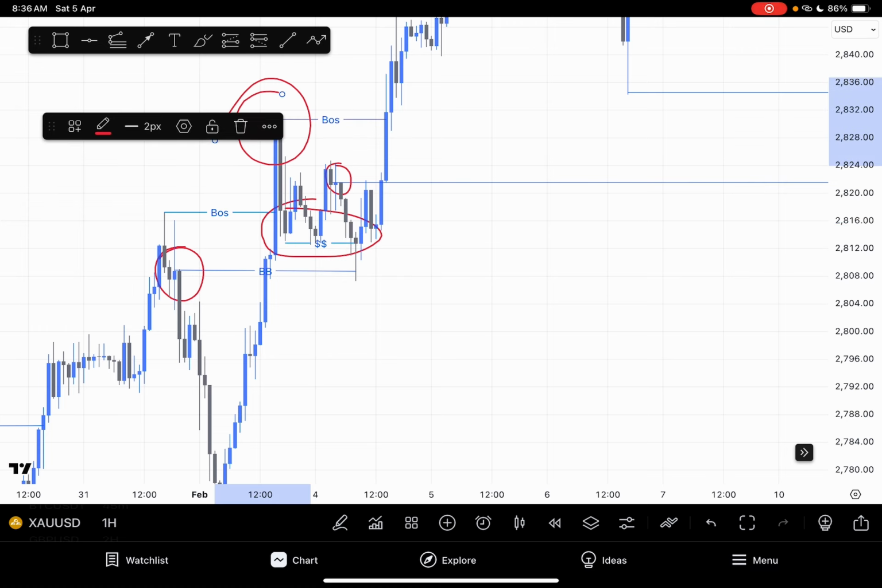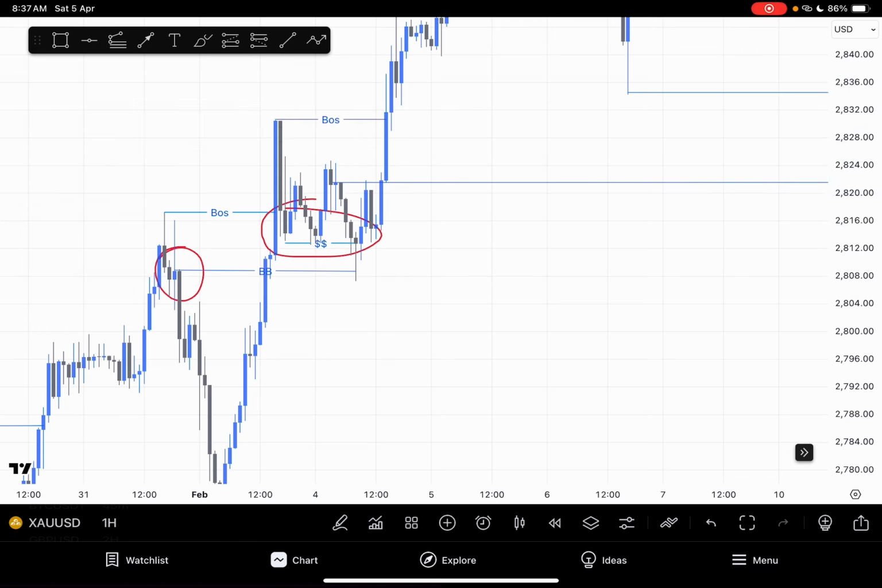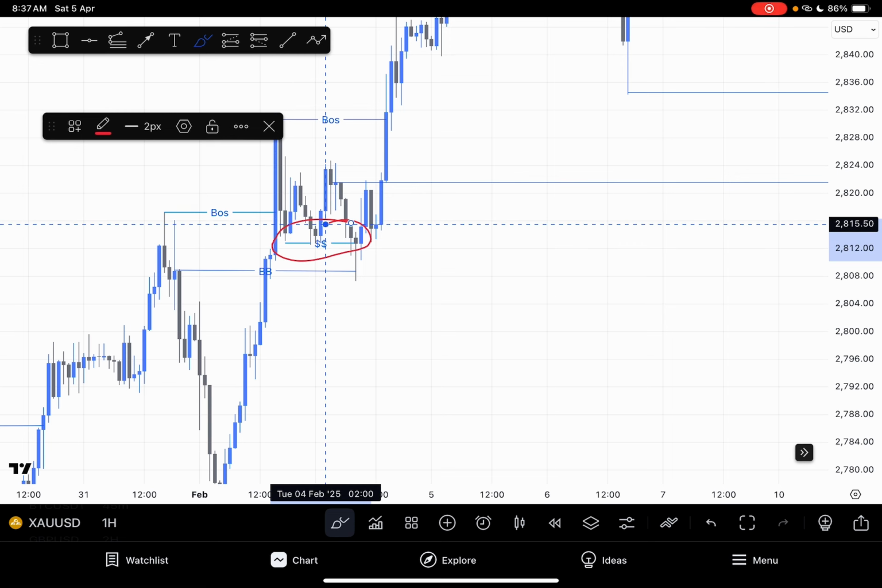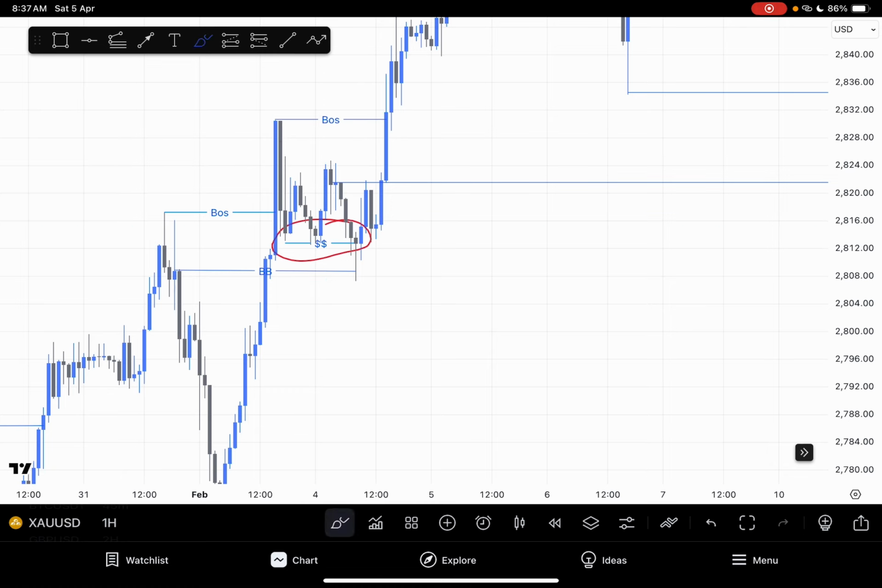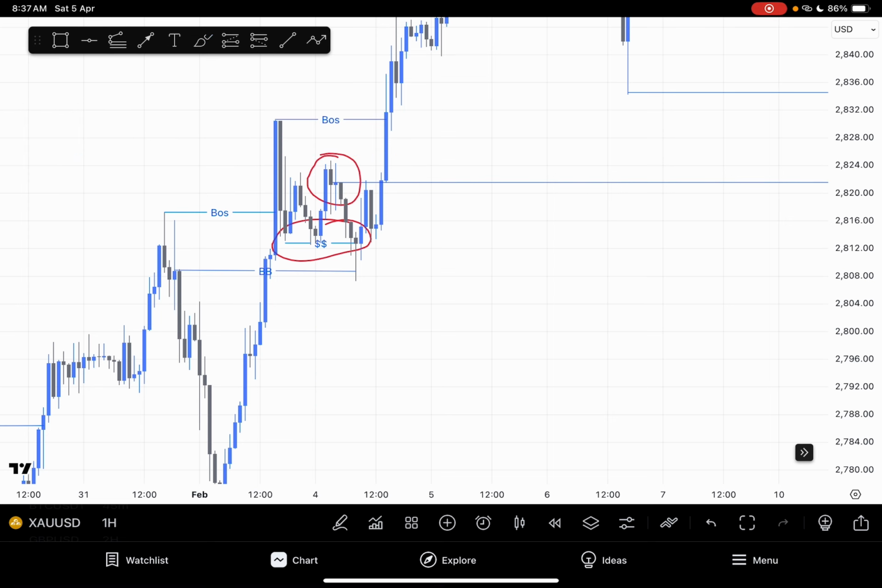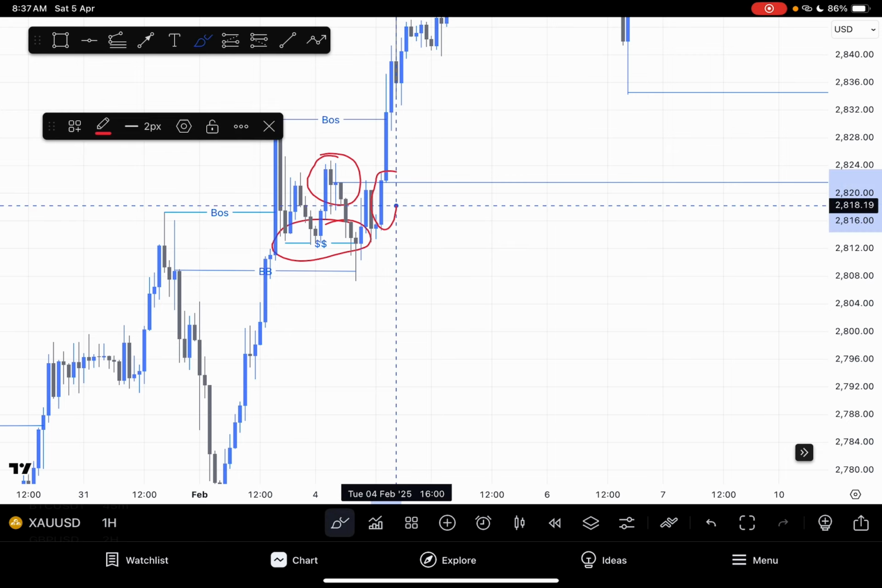Let me mark everything out again. So now this breaker block grabbed this whole sell side liquidity. See, price tapped into the breaker block, and it rejected, meaning price has grabbed the whole sell side liquidity. And from there you see there's also a breaker block. So the liquidity grab has made that breaker block valid, and you can clearly see from here too, the breaker block is being protected by this fair value gap.